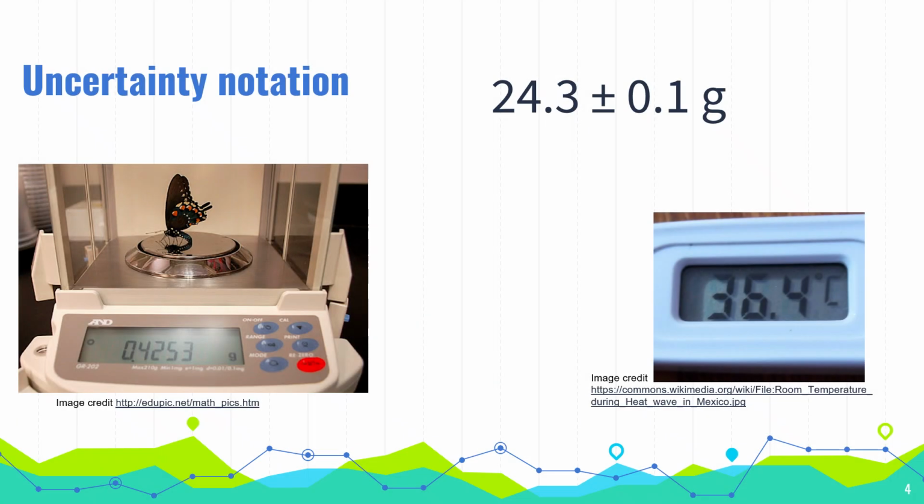And we show that ish with a plus minus sign. So this measurement is telling us that something has a mass, because g is for grams, of 24.3 grams, but the uncertainty is telling us that it's up or down by 1/10 of a gram. So it could have a mass as little as 24.2 grams, or as much as 24.4 grams. It's not going to have a mass of 24.5 grams because that's outside our uncertainty wiggle room, but pretty close to 24.3, plus or minus 0.1 of a gram, up or down by that 0.1 of a gram.